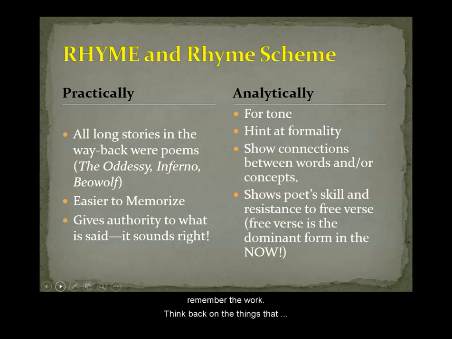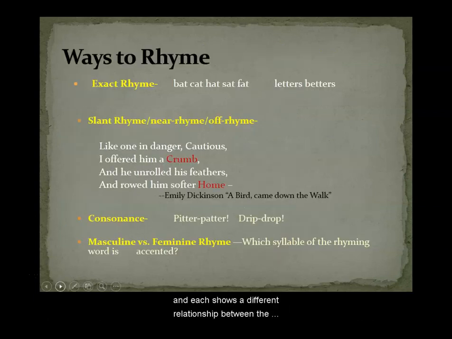Think back to the things that were read to you in childhood. Most of what you'll remember are simple poems that rhyme and teach us things. There are many ways to rhyme, and each shows a different relationship between the words being rhymed and the concepts those words imply. First, we have exact rhyme, which means that the vowel sound is the same in both rhyming words. Do we need to know that? No. We need to know that the sound's exactly the same. Bat, cat, hat, sat, fat. Letters, betters. Slant rhyme, near rhyme, off rhyme, all of these words are interchangeable.